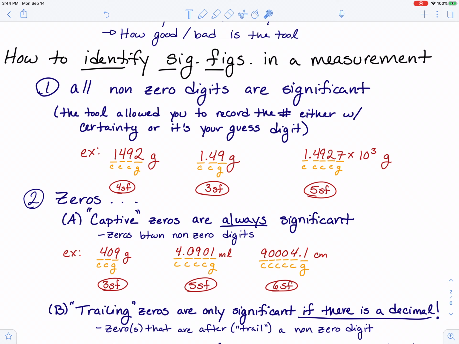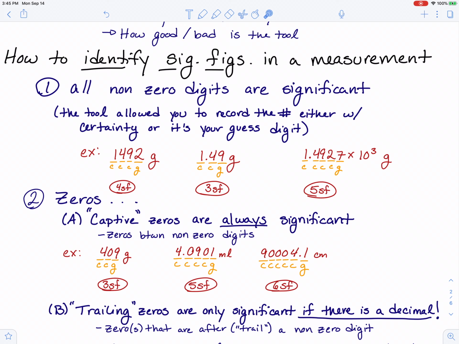So if I told you something was 1,492 grams, those are all non-zero digits. They are all therefore significant. And your assumption, if I give you that number, should be that the 1, 4, and 9 were all certain digits, and my last digit was the guess digit. So in this case, I have 4 significant figures. All 4 numbers in my value are significant.